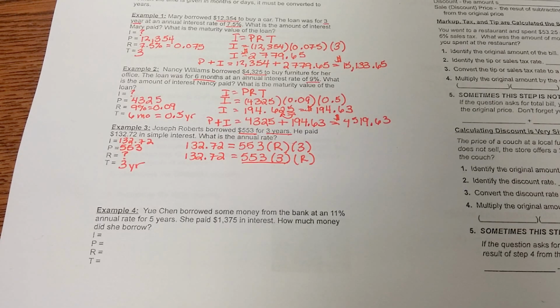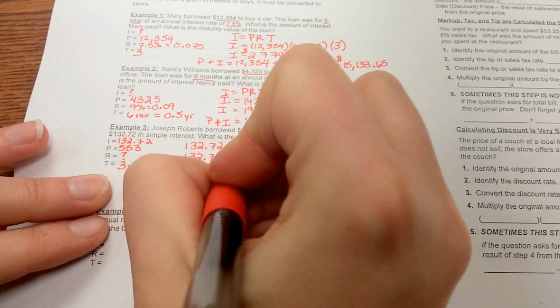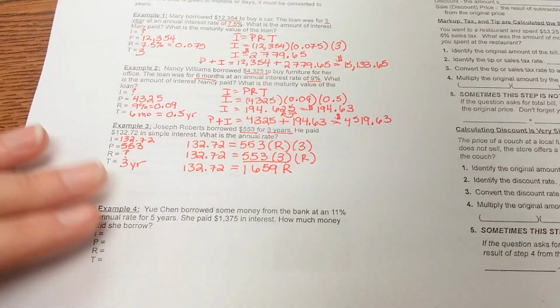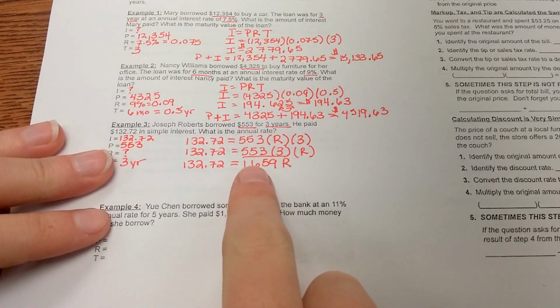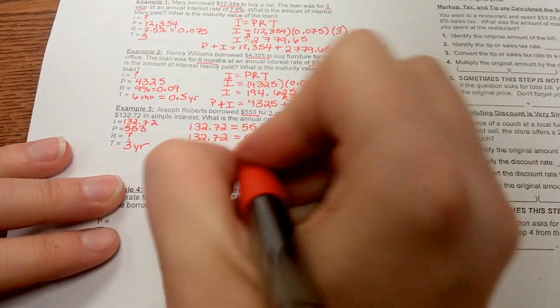553 times 3. So I'm going to have $132.72 is equal to 1,659 times R. And once I've done that, I can drop the parentheses. Now I have a one-step equation that I can solve. So notice I have a coefficient and a variable. I see multiplication here. So I'm going to use division.